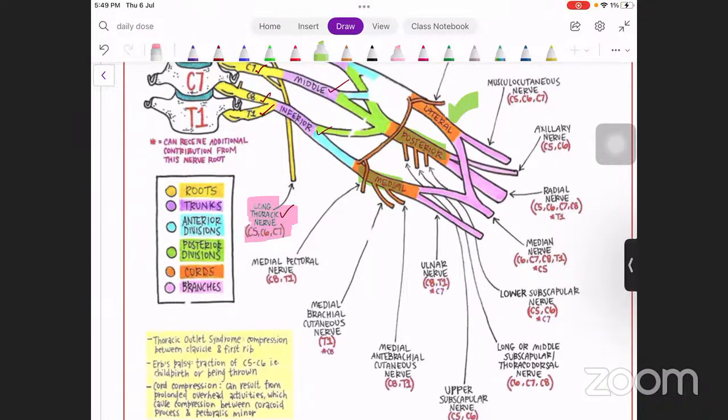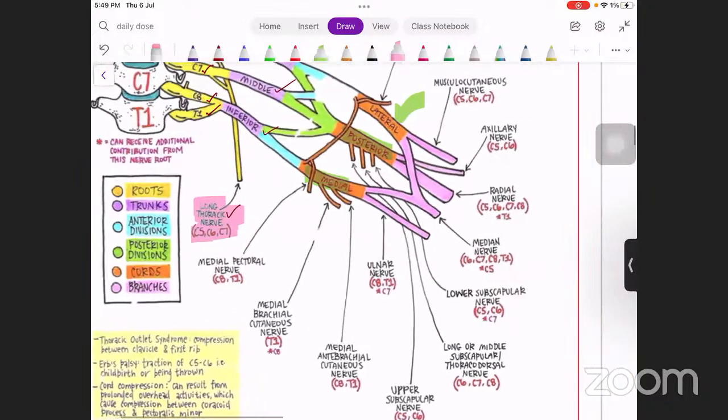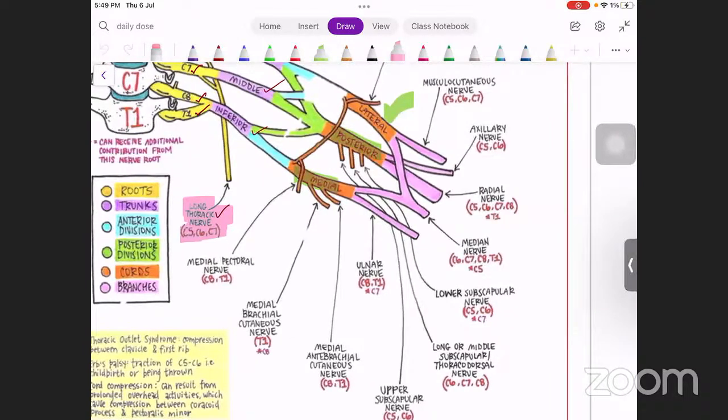Here you have the musculocutaneous nerve, which is C5, C6, and C7. And then you have the medial half of the median nerve. One half is derived from the lateral cord, and the other half is derived from the medial cord, and both combine and give rise to the median nerve, with nerve roots C6, C7, C8, and T1. Your medial cord will also give rise to another branch called the ulnar nerve, while the posterior cord gives rise to the radial nerve and axillary nerve.